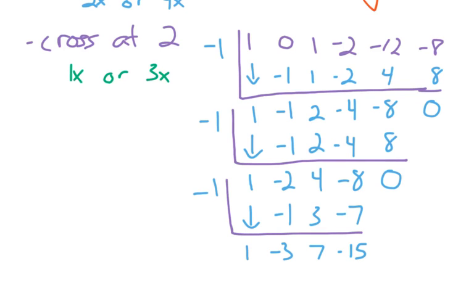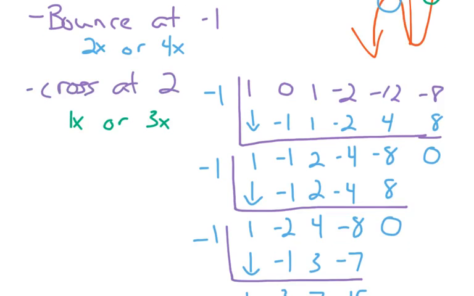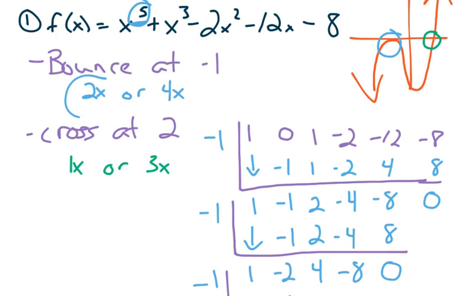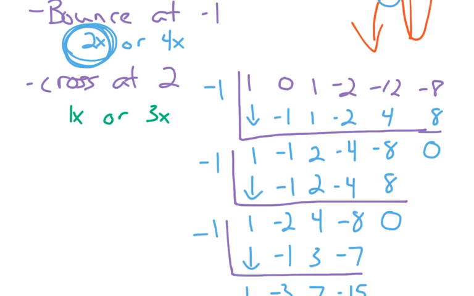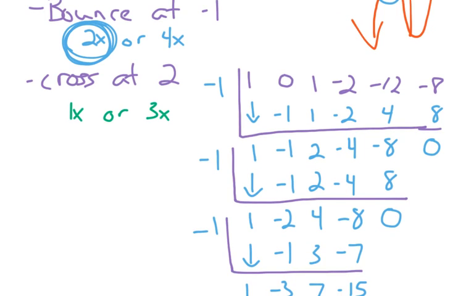So we know that -1 is going to occur 2 times. It didn't work a third time, so it's not going to work a fourth time. So we know -1 occurs twice.